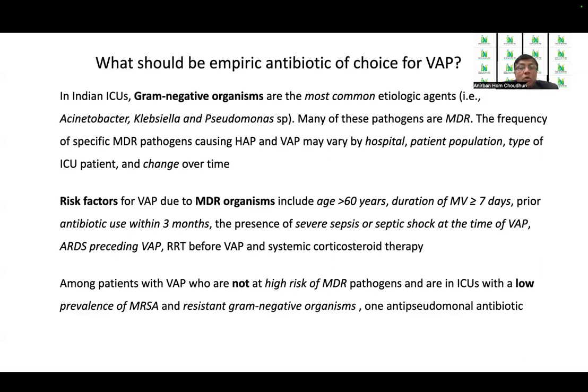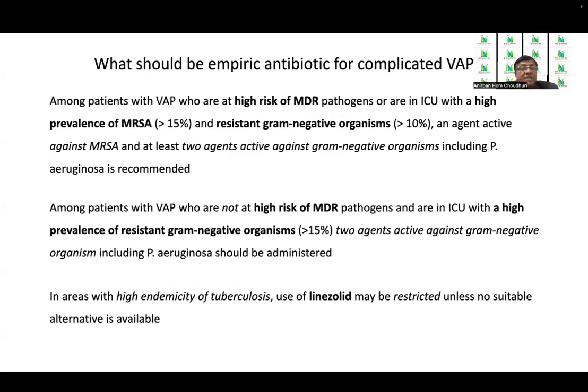Among patients with VAP who are not at high risk of MDR pathogens and in ICUs who have a low prevalence of MRSA and resistant gram-negative organisms, only one anti-pseudomonal antibiotic will suffice. However, among patients with VAP who are at high risk of MDR pathogens or in the ICU who have a high prevalence of MRSA and resistant organisms, an active agent against MRSA and at least 2 agents active against gram-negative organisms, including Pseudomonas aeruginosa, is recommended.